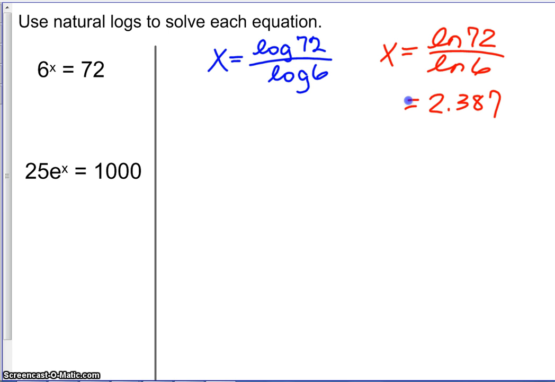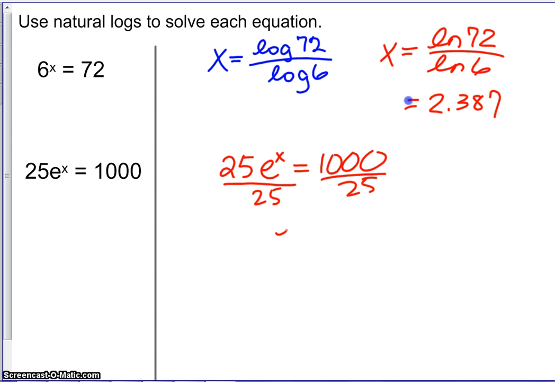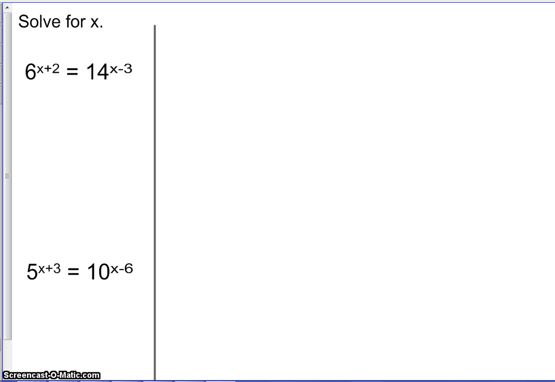If you have an e, however, that almost forces you to use the natural log, because that's the partner to the e. So if I looked at this problem, I'd have 25e to the x equals 1,000. Divide both sides by 25. Now my e to the x equals 40. And so now my x would equal just the natural log of 40. I just have to calculate whatever the natural log of 40 is.